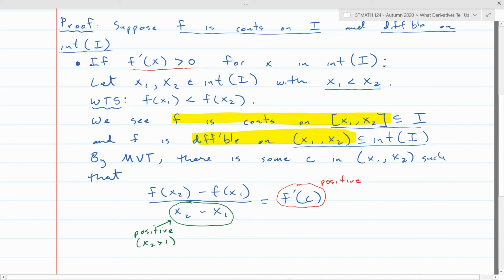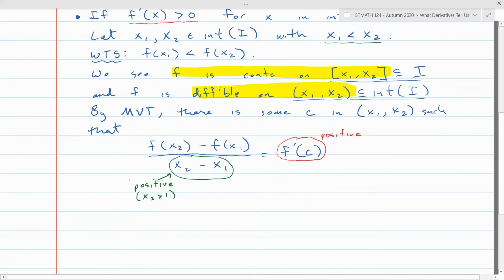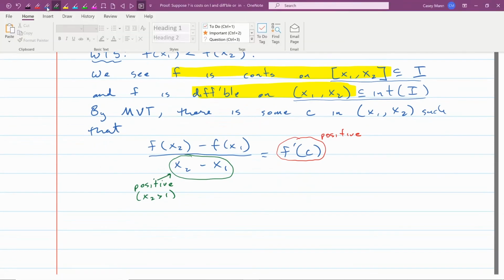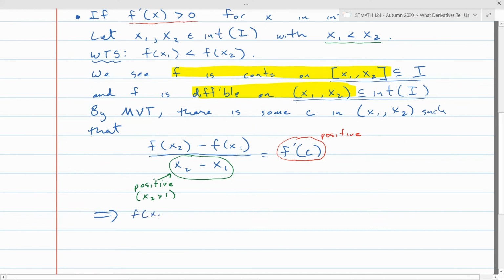So we know overall the fraction is positive, because that fraction is equal to the thing circled in red there, which is positive. And I know the denominator of that fraction is positive. So I can conclude from all that f of x2 minus f of x1 must be positive. And I can rewrite that inequality as f of x1 must be less than f of x2, which is what we needed to show.